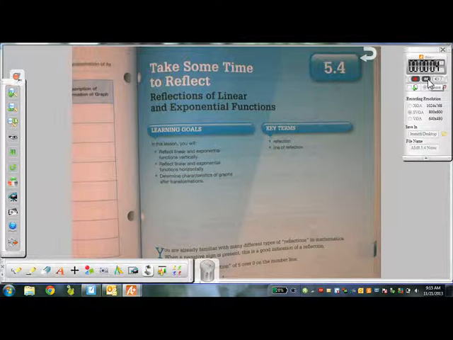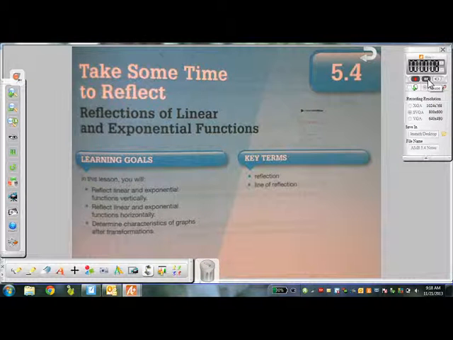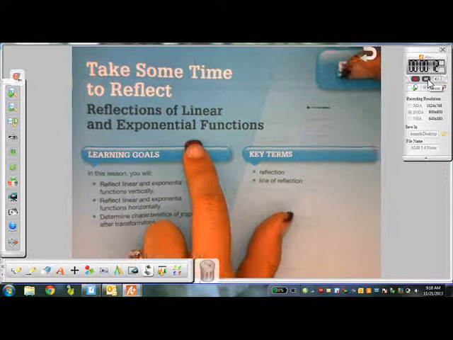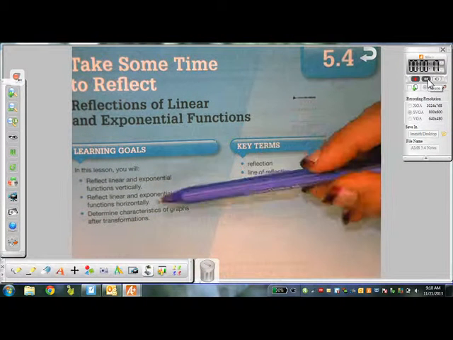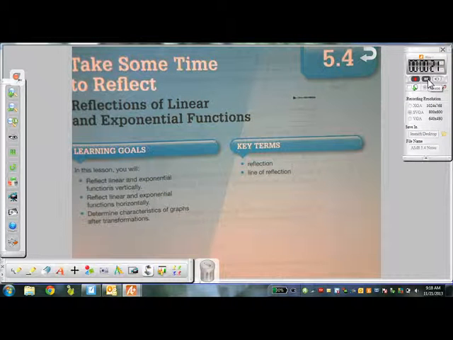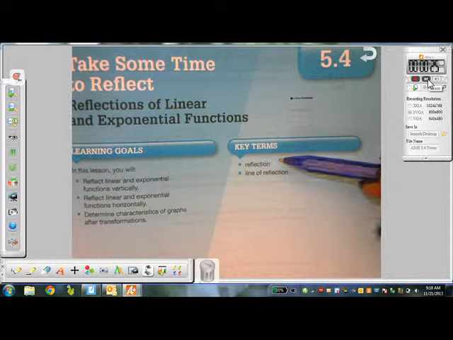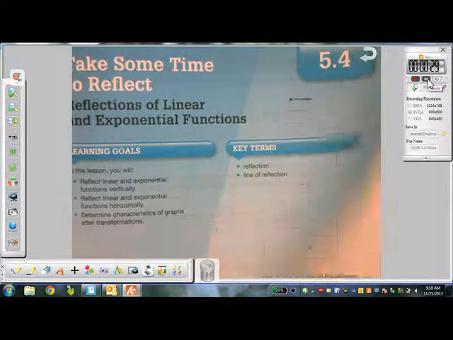So for 5.4, we are going to be reflecting linear and exponential functions. We will reflect linear and exponentials vertically, we will reflect them horizontally, and we will determine the characteristics of those graphs after transformations. We have two key terms, reflection and line of reflection. This is on page 327, so then let's turn to 328.